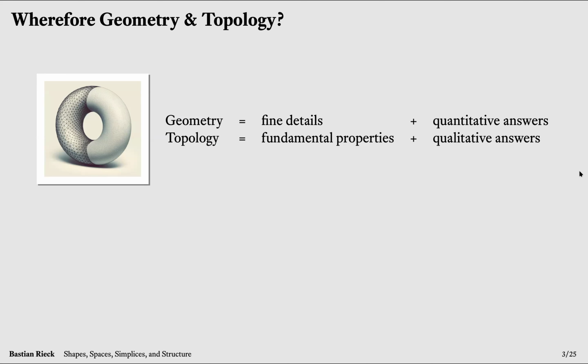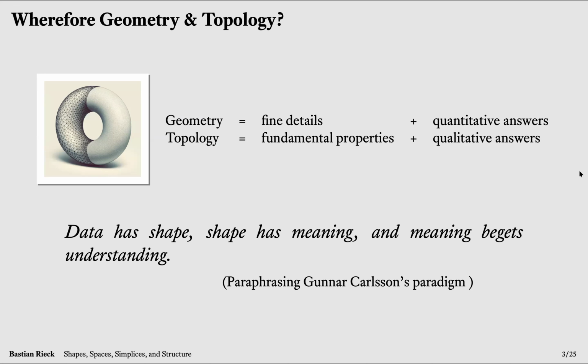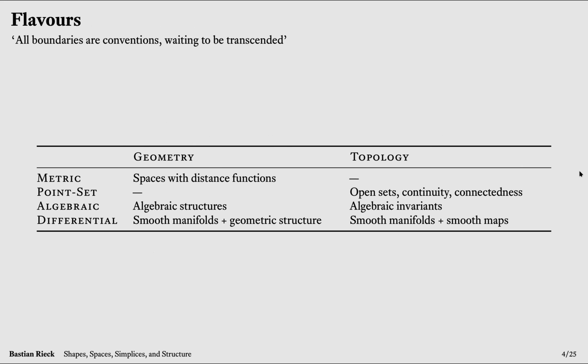They are in many ways, in more than one way actually, two sides of the same coin. And to paraphrase Gunnar Carlsson, one of the founding fathers, I guess, of topological data analysis: data has shape, shape has meaning, and meaning ultimately begets understanding. So that's the name of the game. That's what it's all about. And I'll try to give you a list of the different flavors of geometry and topology in practice.